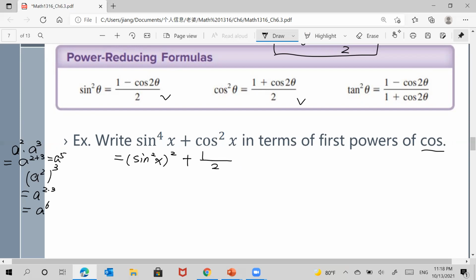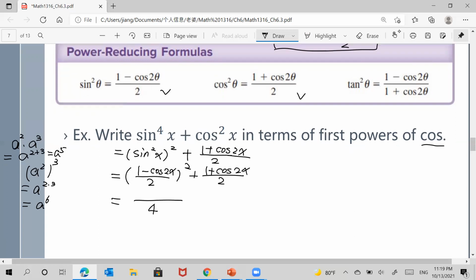That's 1 plus cosine 2x. And then inside the squared, I can use a power reducing formula. That's 1 minus cosine 2x squared plus, bring down the second term, 1 plus cosine 2x. And then this is squared. I just square the terms. Bottom one is 4. The top is 1 minus cosine 2x squared.